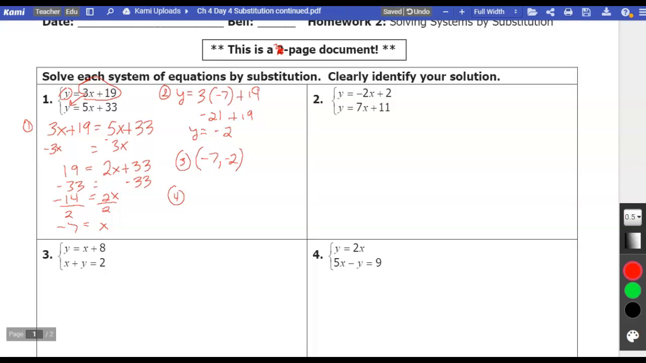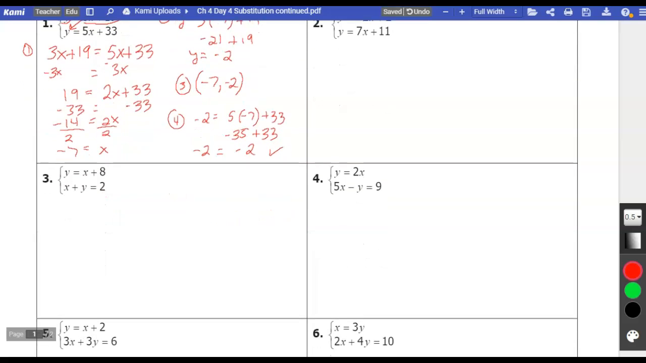So now I have an ordered pair. Now I just plug it into the other one and make sure that it works. So I should have negative 2, because I replaced that with y, equals 5 times negative 7 plus 33. And that's negative 35 plus 33. That equals negative 2. So my answer does check. Coming down here, I did number 1. Number 2 is exactly the same, guys.